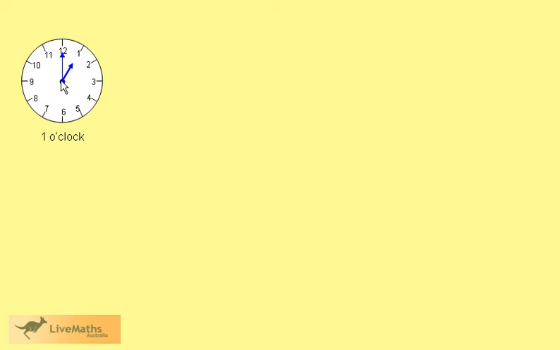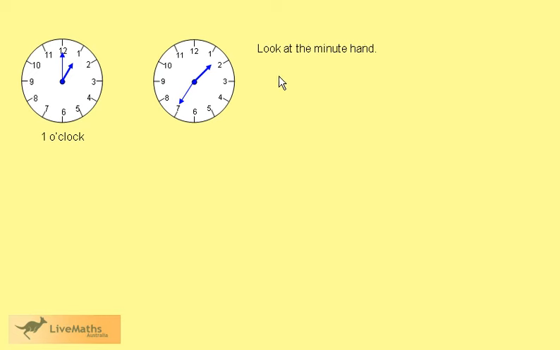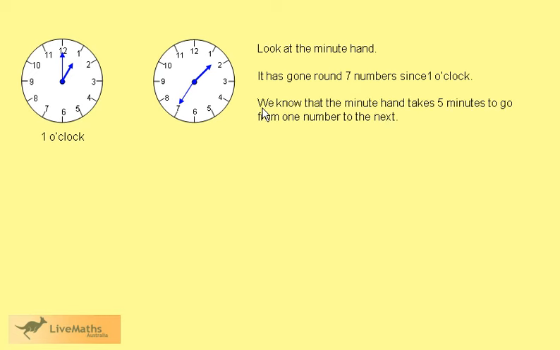This is 1 o'clock. The minute hand is pointing straight up at the 12, telling us we're at an o'clock, and the hour hand is at the 1, so it's 1 o'clock. Look at the minute hand. It has gone round 7 numbers since 1 o'clock. We know the minute hand takes 5 minutes to go from one number to the next. So to go 7 numbers, it takes 7 times 5, which is 35 minutes. So this is 35 minutes past 1. 35 minutes since it was 1 o'clock.